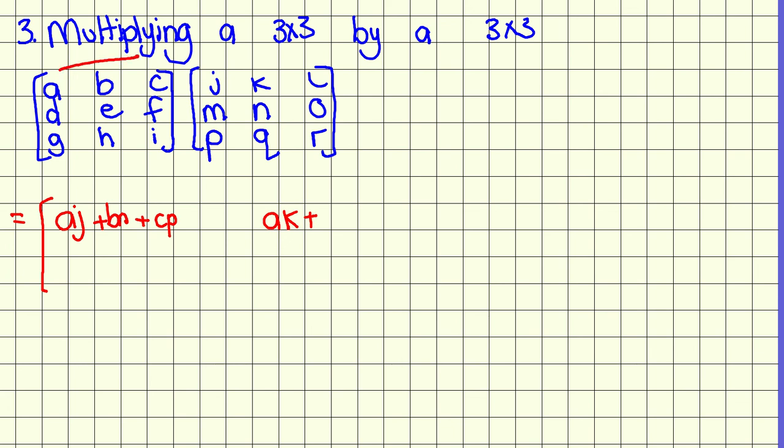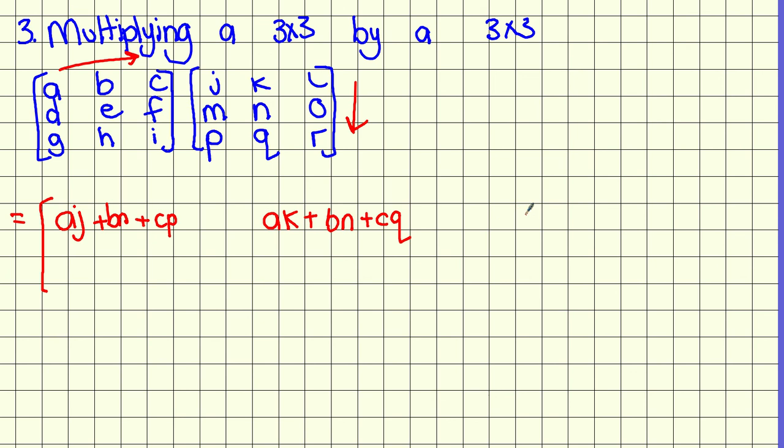Left finger always moves along, so it's now at the B. Right finger always moves down, so it's now at the N. So B times N just gives you BN. Left finger moves along to the C, right finger moves down to the Q. And that's your top middle term. Okay, as you can see, there are a lot of places where you could make a mistake here. But just keep the rules of left finger moves along, right finger moves down, and you'll be fine.